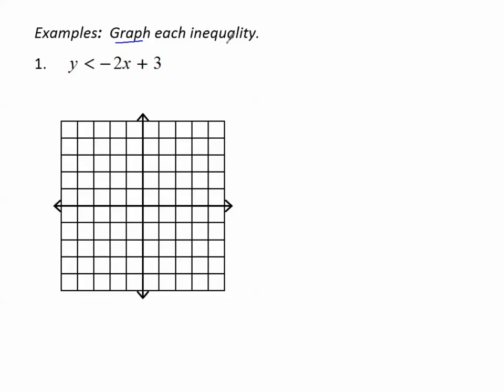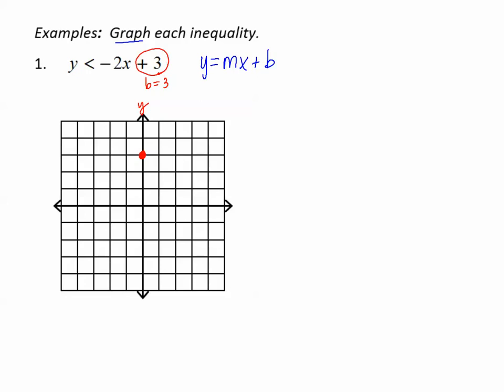Graph each inequality. So notice this is already set up like y equals mx plus b. Remember that b is where we begin. So first we look at the beginning point, the y-intercept. B is 3, so on the y-axis from the origin 1, 2, 3. There is where we begin.